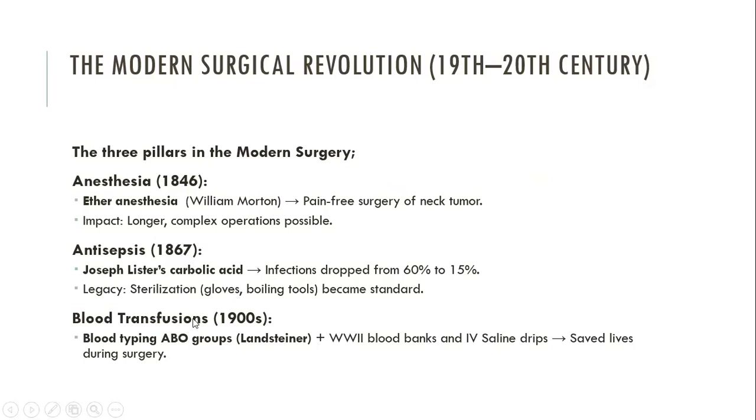After that, in the 1900s, blood transfusions came into the picture. The ABO blood groups were discovered and blood banks were developed in World War II. IV saline drips were introduced. Those saved millions of lives during surgeries.